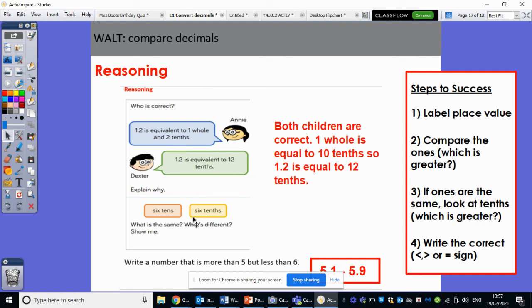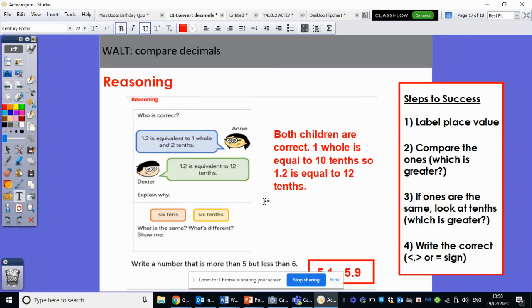And sorry, I've missed this one over here. 6/10 and 6 tenths. What is the same and what's different? Well, they both include the number 6. There's both 6 as a quantity. What's the same? Well, 6 tens. What number would 6 tens be? So 6 tens would be 60. And 6 tenths, what would that be? That would be 0.6. So that's the difference between them.